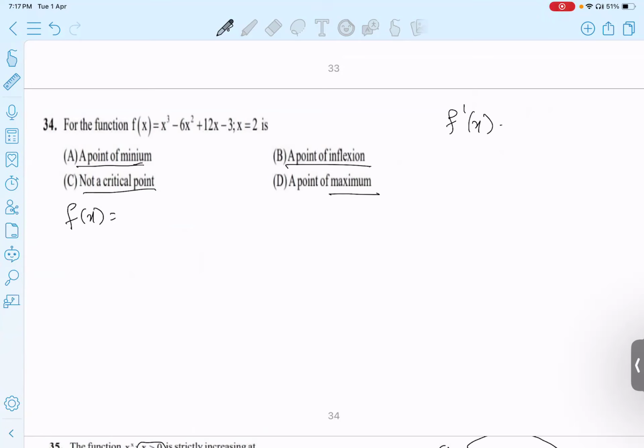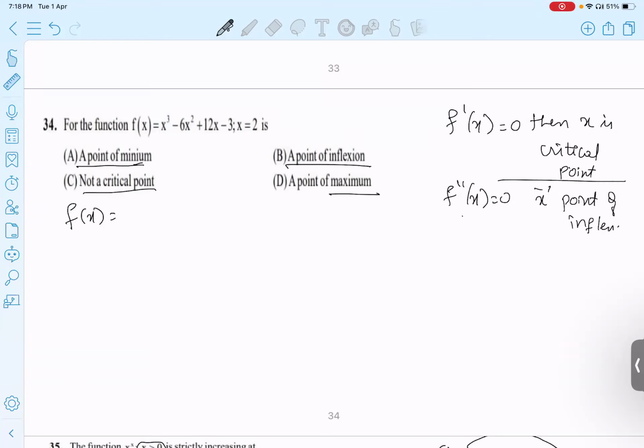If single differentiation is 0 at a particular point, then the point x is called a critical point. If the double differentiation is 0 at a particular point, then this point is called a point of inflection. Keep this in mind. So when do we say critical point? If the single differentiation is 0. If the double differentiation is 0, it is called a point of inflection. If I differentiate the given function, we'll get 3x square minus 12x plus 12. If I differentiate it again, we'll get 6x minus 12.